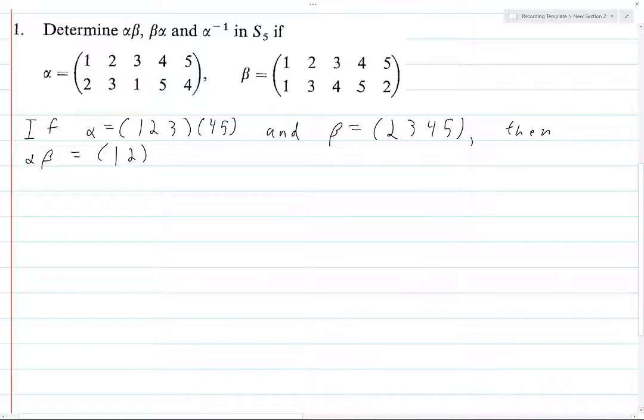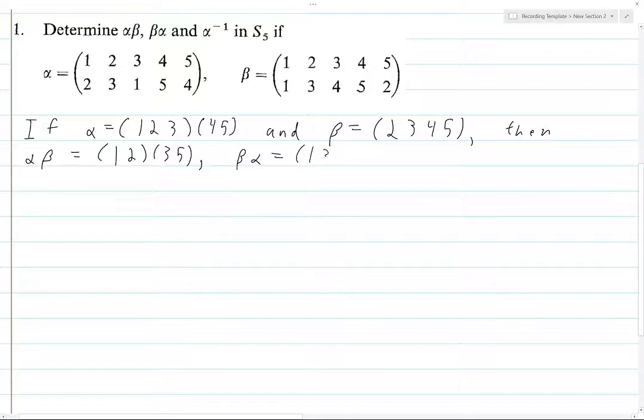So we have 1, 2, and then 3. Beta sends 3 to 4, alpha sends 4 to 5, so 3 goes to 5. And then 5 goes to 2, 2 goes to 3, so that goes to 3, and that's a closed cycle. And so 4 is not included in here. So this is that.